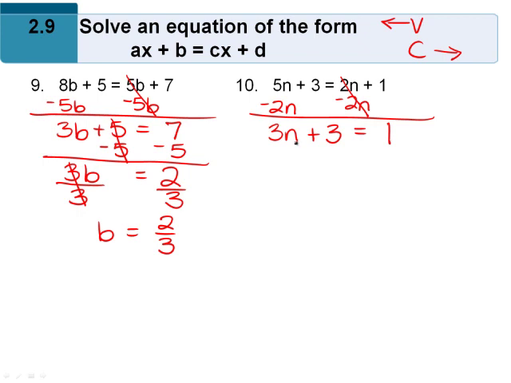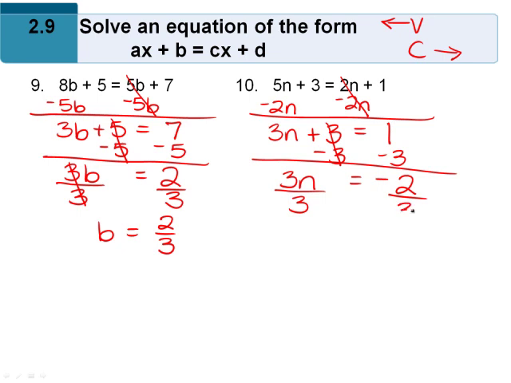Now the next step, don't mess with the 3n, get rid of that constant that's on the same side. So subtract 3 from both sides, 3n comes down, the 3's are gone, and it equals negative 2. 1 and negative 3, you get negative 2. And now, to get rid of that coefficient, remember it's multiplication, so divide by 3 on both sides.